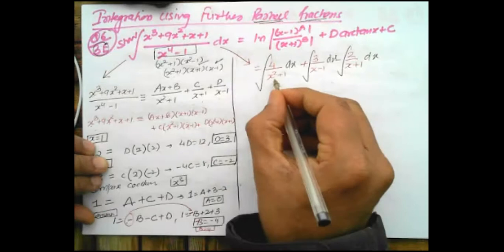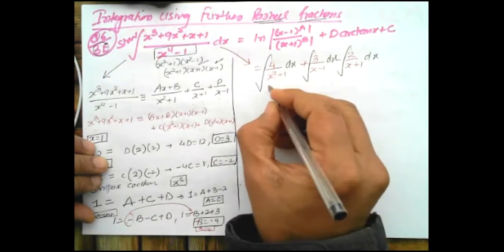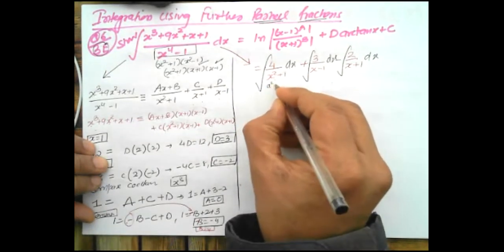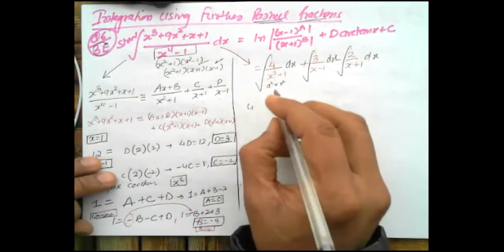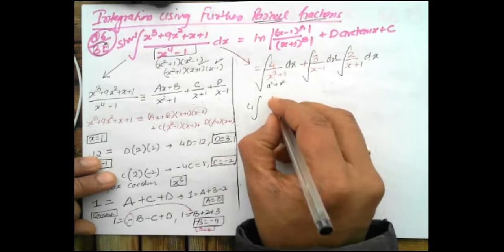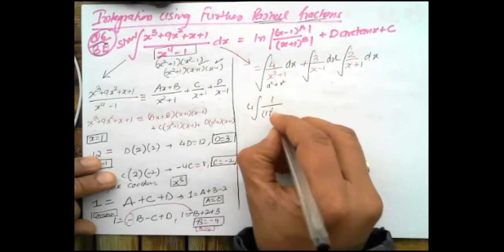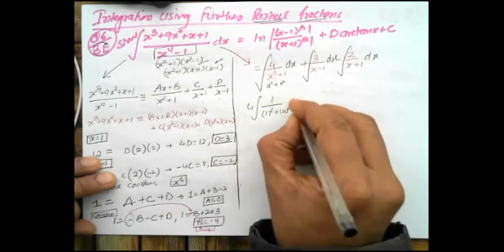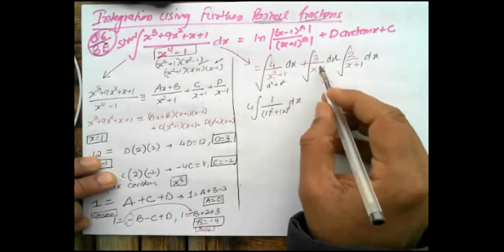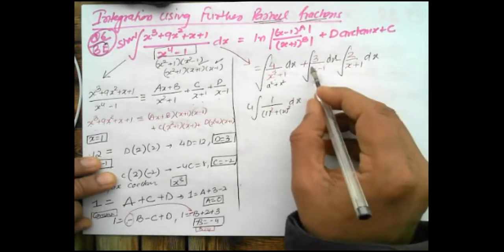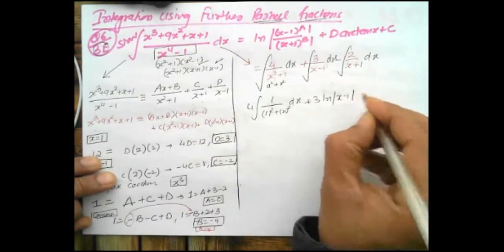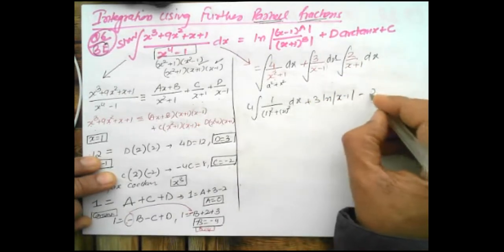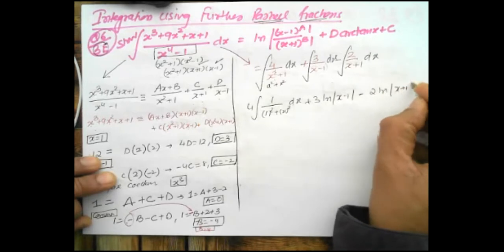This will be integrated using the formulas, because that's an a squared plus x squared. I want 1 on the top, so I'll take 4 outside. This is the integration of 1 over 1 squared plus x squared. Okay, this will be just straight ln, because the differentiation of that is just 1. So there'll be 3 ln of x minus 1, and that will be minus 2 ln of x plus 1.